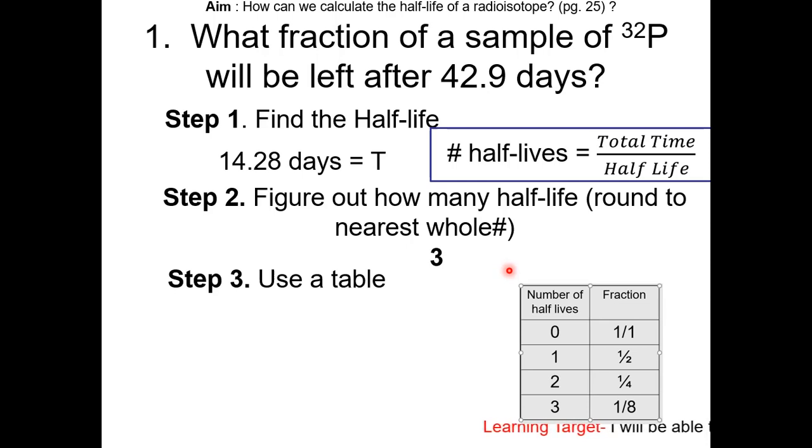If you want to use the chart method, you still have to use this equation. Number of half-lives is equal to total time over half-life. Then you write the table. You start off with 0 half-lives. Then you find the fraction at the third half-life by dividing by 2.